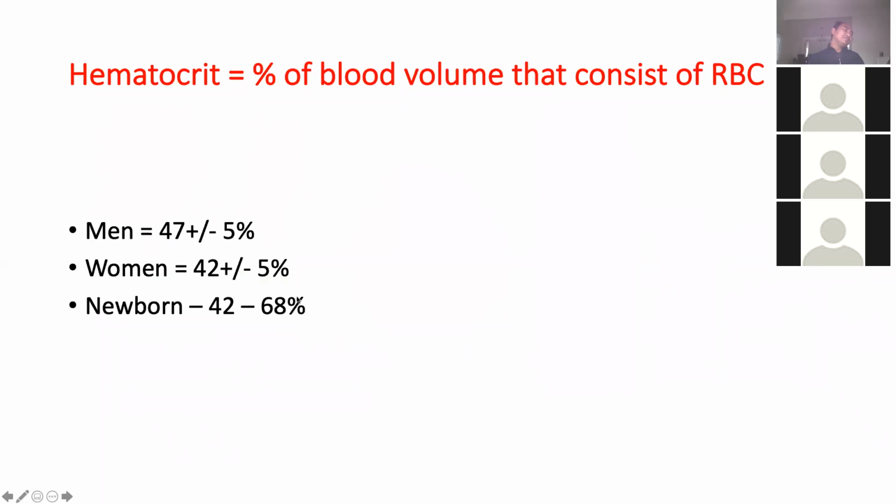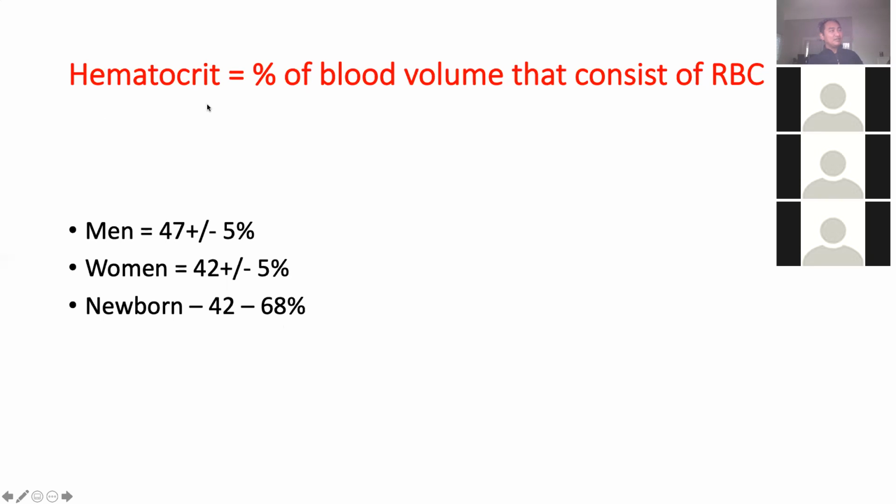So in men, generally 47 plus or minus 5%. In women, about 42. And for babies, newborn means from the time of birth up to 1 month. So that is what we call newborn. From 1 month to 1 year, it is called infant. The first 1 month is called newborn, and newborns can be variable. It ranges from 42 to 68%.